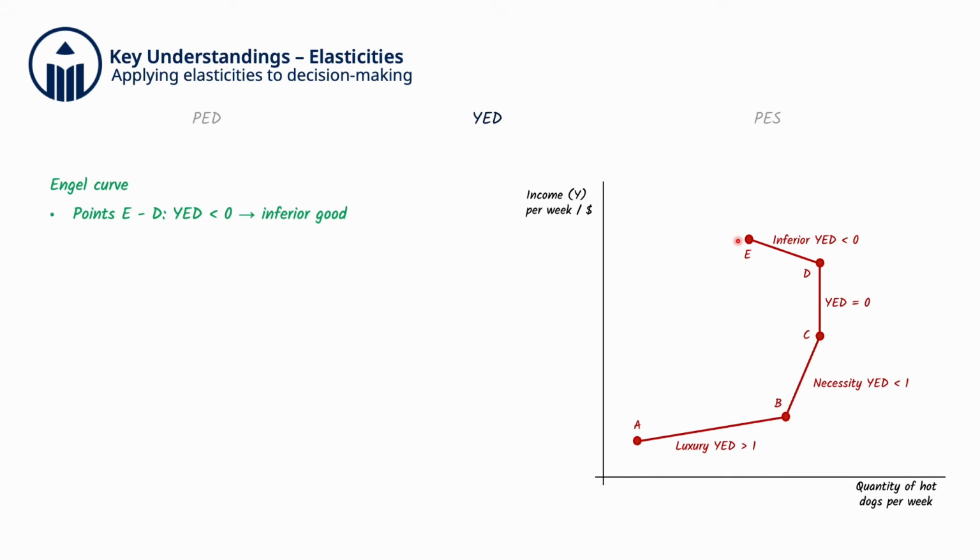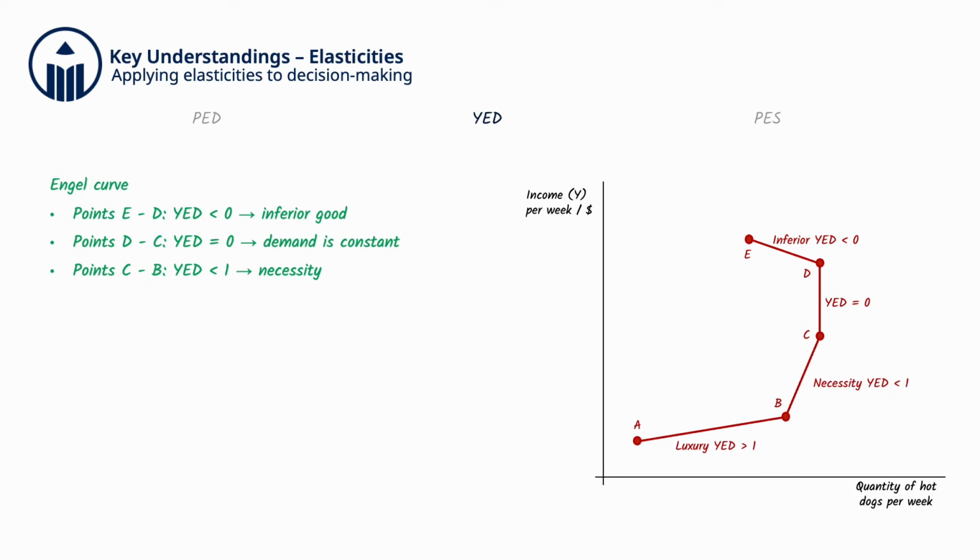The annotation tells us that the income elasticity of demand, or YED, is less than 0 between points E and D. This means hot dogs are considered an inferior good at this income level. People actually buy fewer hot dogs as their income rises. Next, between points D and C, YED equals 0. This means demand for hot dogs remains constant despite changes in income. People buy roughly the same amount regardless of income changes.